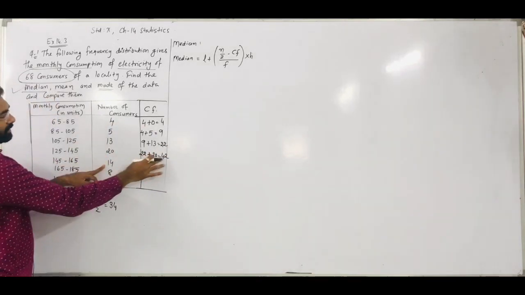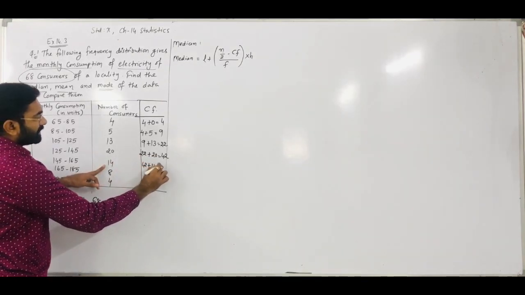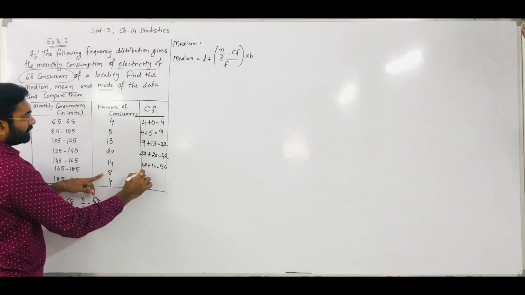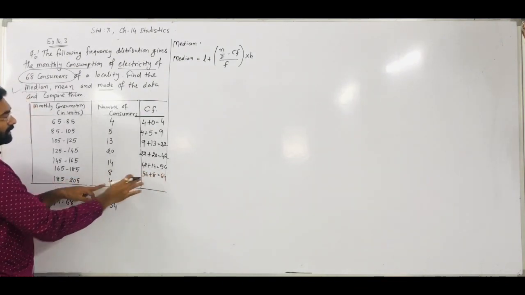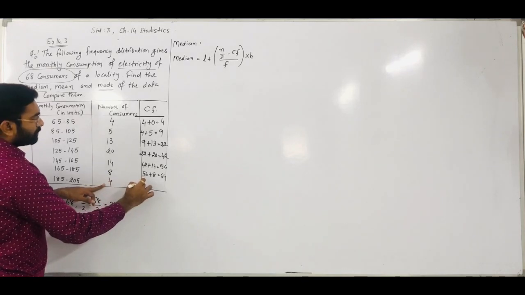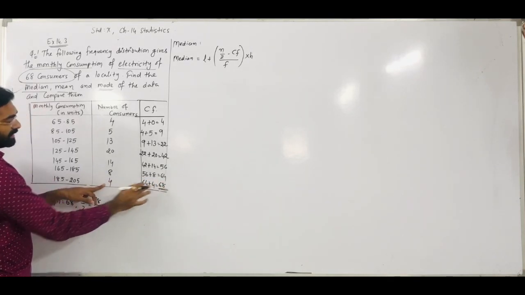Right? In the same way, to 42 we have to add 14. So we get 56. To 56 we have to add 8. So we get 64. And to 64 we have to add 4. So we get 68. Observe here. Here we get 68.